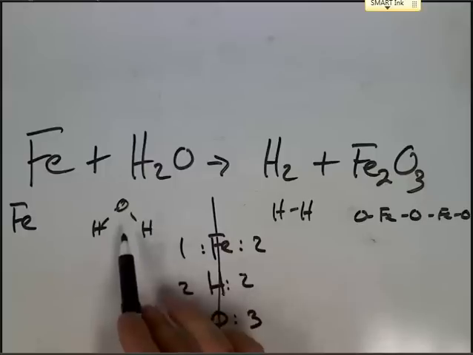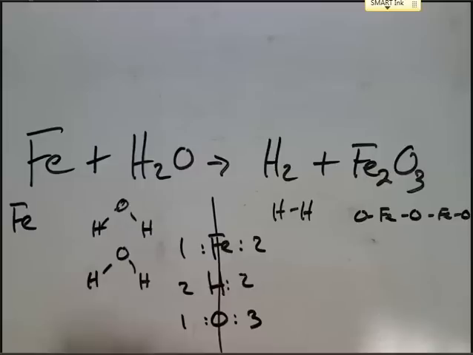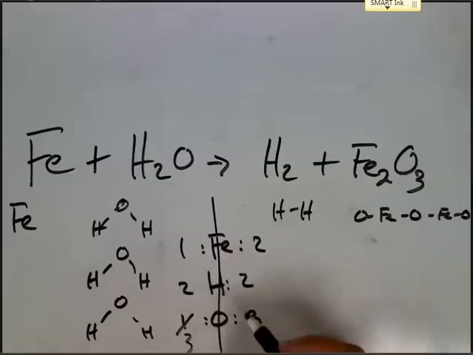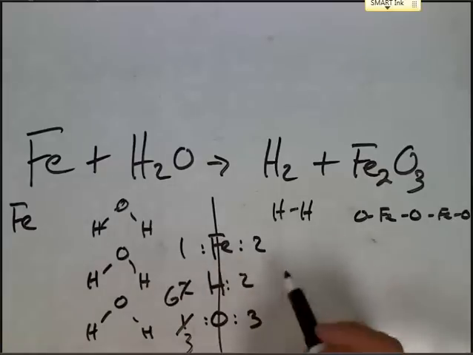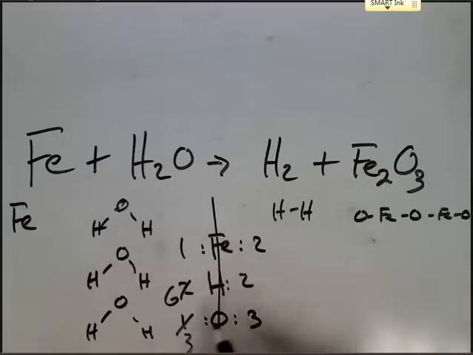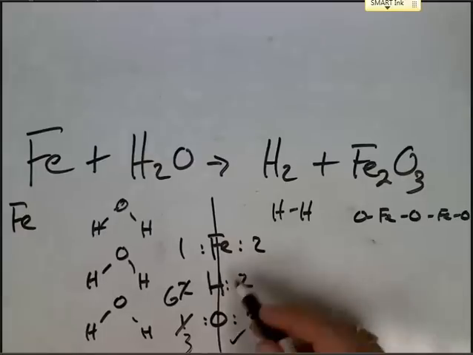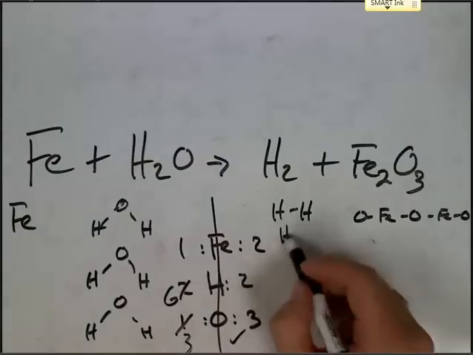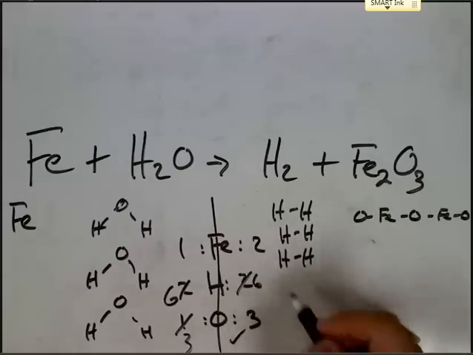I've only got 1 here, so to get another oxygen, I need to add another water. Still not enough. I need to add another water. Now I have 3 oxygens. I have 1, 2, 3, 4, 5, 6 hydrogens, and so far still just the same on the other side. Oxygens are good. Hydrogens, 6 and 2. Well, if I add that, then I've got 4. If I add that, then I've got 6.